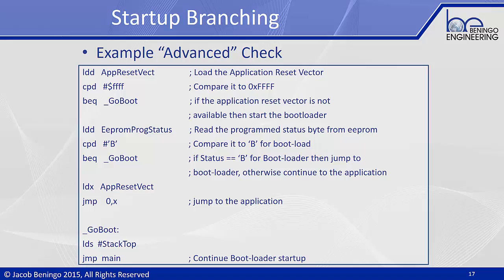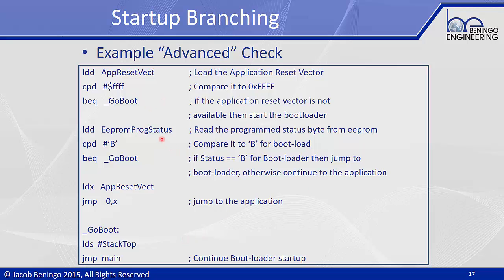So there's two ways we can go about doing it. In this example, we're going to look at EEPROM space. We may have some onboard EEPROM, and we want to use that to check to see if the value is set to character B, then we're going to go into the bootloader. If that location in EEPROM is set to anything else, then we're going to load the application code. So what we're first going to do is load the application reset vector. We're going to perform a check to make sure that it exists. If it doesn't exist, then just go straight into the bootloader.